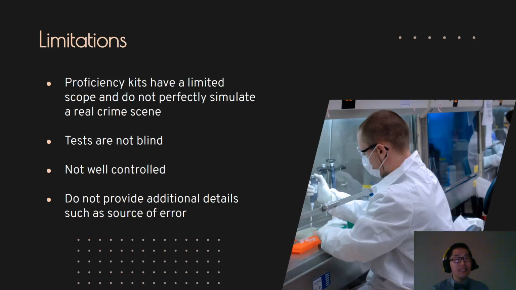Next we have our limitations. Proficiency kits have a limited scope and do not perfectly simulate a real crime. They are usually considered perfect test kits because their samples are so perfect. In a real case, of course, there could be traces of DNA that are degraded, and so many different factors that could potentially affect a criminal investigation and when it gets transported to an actual lab. Another thing to note is that these tests are not blind. Examiners do know that they're being tested, and they're also not well controlled. If an examiner is doing the test kit, someone could come in and help them, but there's no way of controlling that.